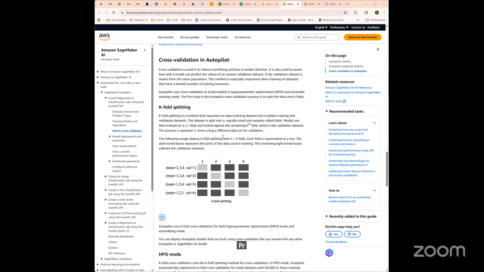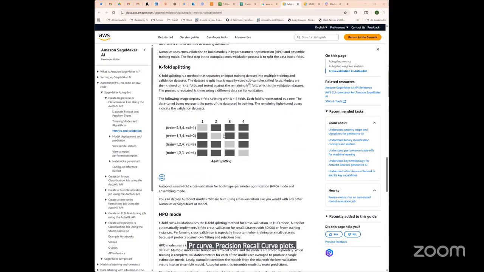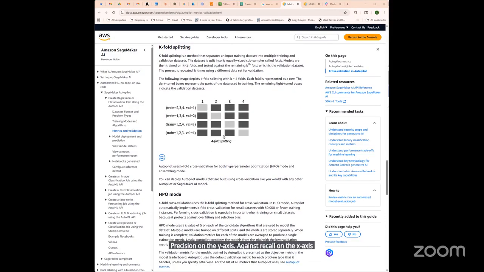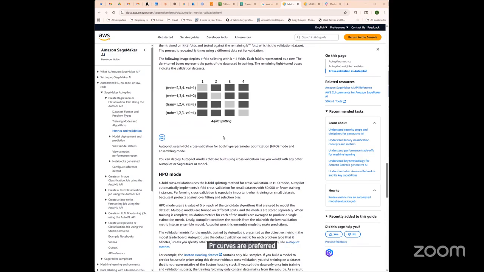PR curve. Precision recall curve plots precision on the y-axis against recall on the x-axis. Use PR curves for highly imbalanced data sets where negatives vastly outnumber positives, like document retrieval or rare disease detection. Higher area under the PR curve indicates better performance. PR curves are preferred over ROC when you have many more negatives than positives.